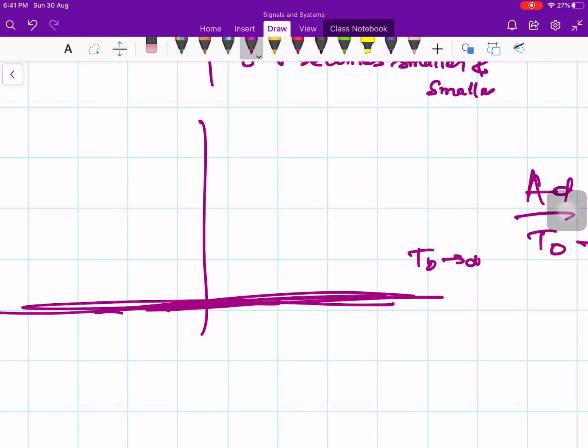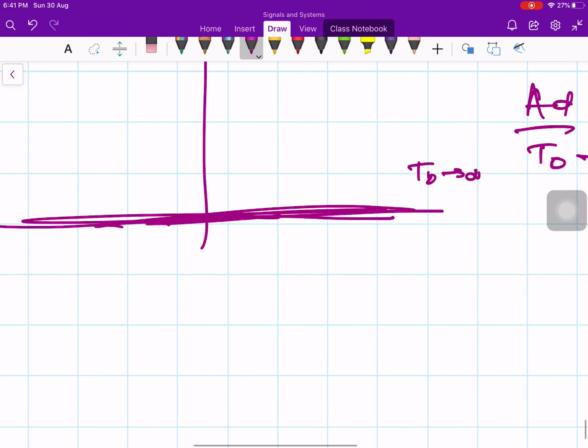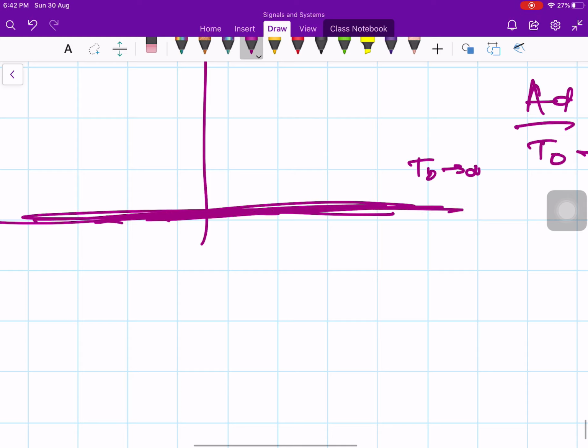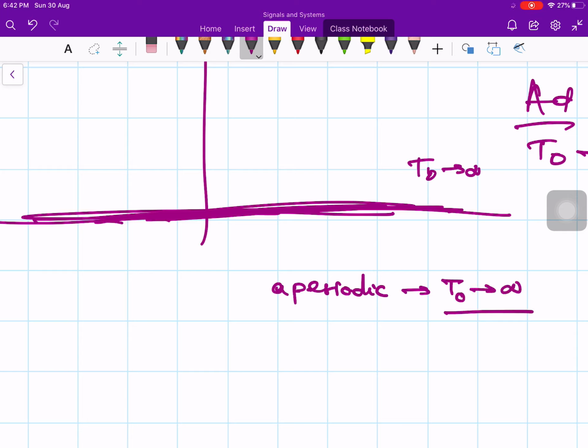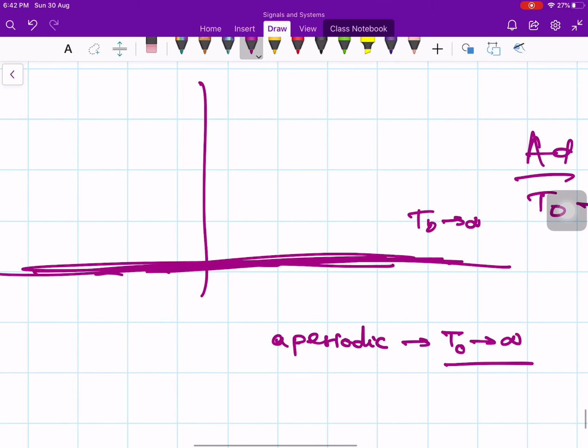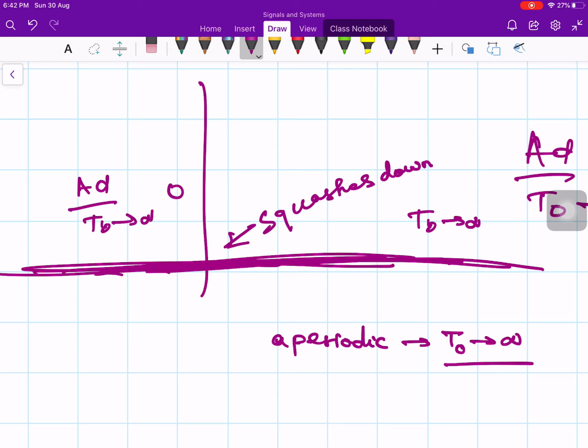So now what we really want to know is what happens when T goes to infinity, because we want to treat a periodic function as a function of infinite period. In that case, the period T naught of the periodic signal is going to be infinity. If T naught becomes infinitely large, then obviously the whole thing squashes down to the horizontal line like this, because the amplitude becomes 0. What is the amplitude? Ad by T naught. When T naught goes to infinity, it becomes 0.